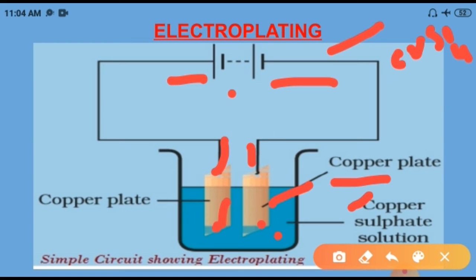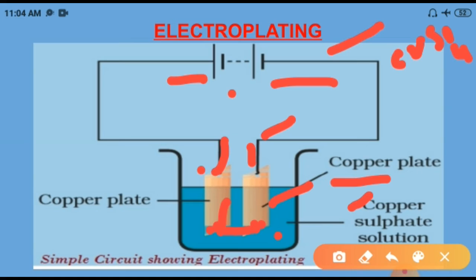So this is the negative terminal of the battery, and the copper gets deposited on it. From the other electrode, a copper plate, an equal amount of copper gets dissolved in the solution, and the copper gets transferred from one electrode to the other electrode. These two are electrodes.